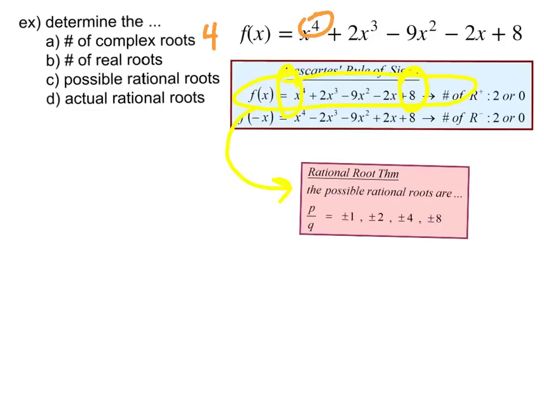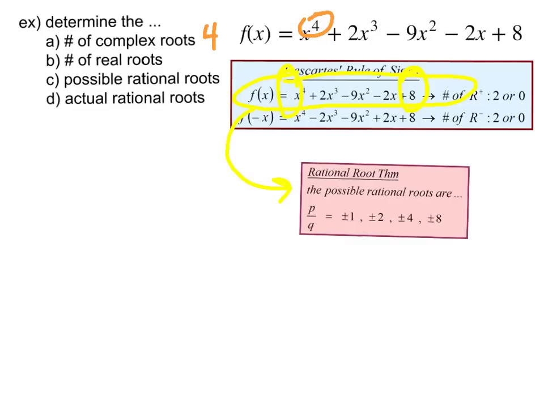We have, this is an 8, so these factors are either going to be plus or minus 1, plus or minus 2, plus or minus 4, plus or minus 8. And then the q, which is the denominator here, well, the only factors of 1 are plus or minus 1. Could be 1 times 1 or negative 1 times negative 1. Which means our denominator here is all 1.